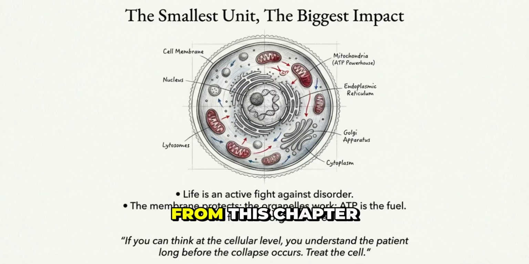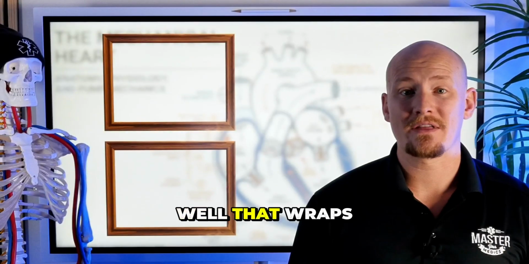The big takeaway from this chapter is simple. Cells are where life happens. When cells fail, organs fail. When organs fail, patients deteriorate. If you can think at the cellular level, you can understand the patient in front of you long before the collapse occurs. Well, that wraps up this lesson.